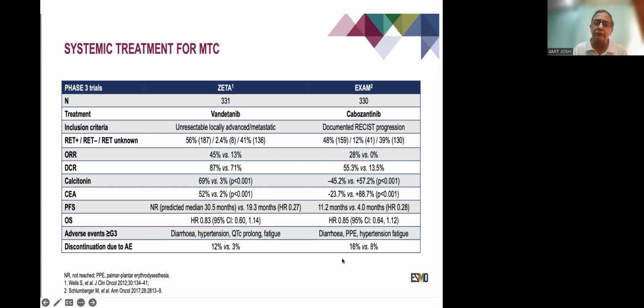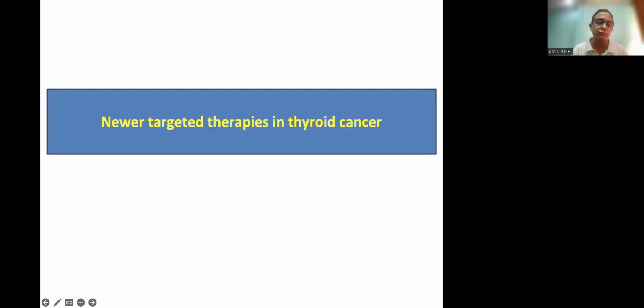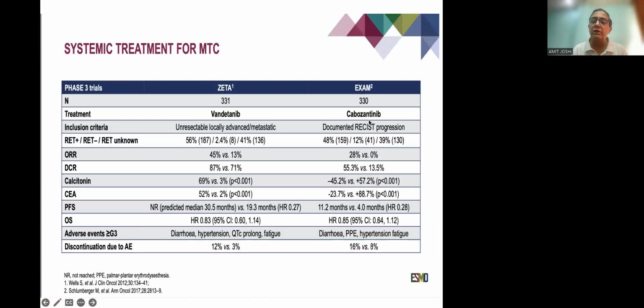The toxicity is the same as any VEGF inhibitor. Discontinuation due to adverse events was seen in around 16% of patients in one arm and 12% in the other. From the study design point of view, we feel cabozantinib was a much better design compared to vandetanib. Unfortunately, vandetanib is much more toxic and is not available in India. So we have only one choice, and cabozantinib is being used in the day-to-day setting. The only thing is the dose, which was 140 mg in the trial.